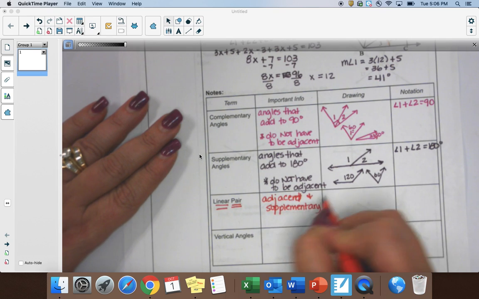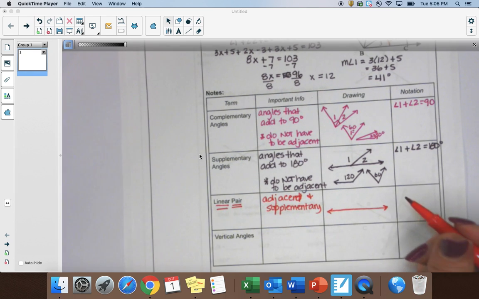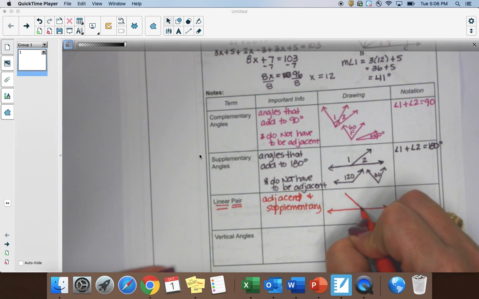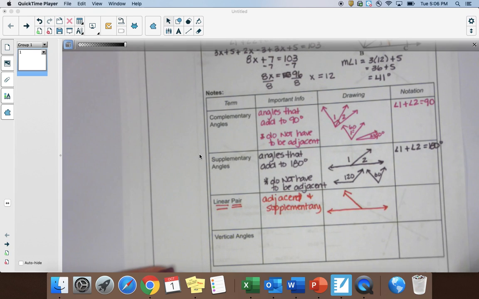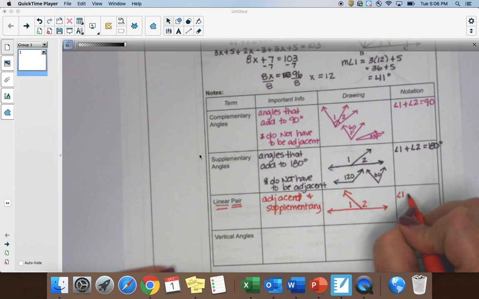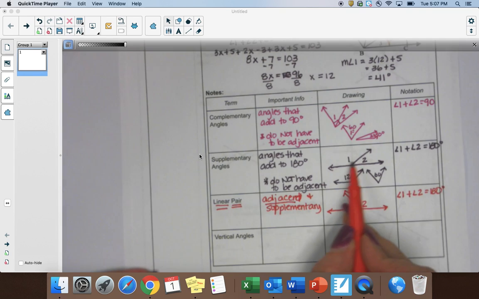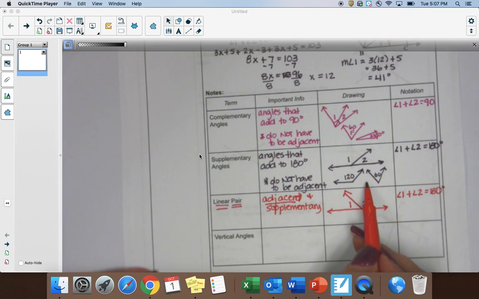Okay, so they have to look like this. It's two angles, a pair that form a straight line. In this case, we'll call this angle 1 and angle 2. Angle 1 plus angle 2 is equal to 180 degrees. These have to be adjacent. They have to be side by side. Supplementary angles can be either adjacent or non-adjacent, but a linear pair has to be adjacent, and then they form a straight line.